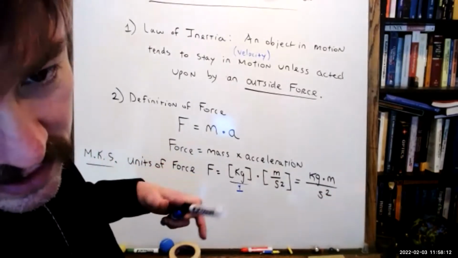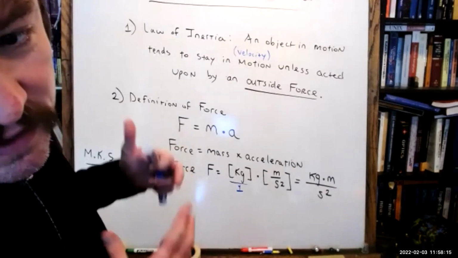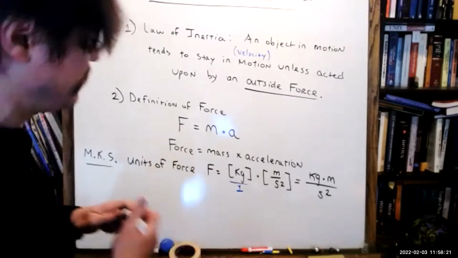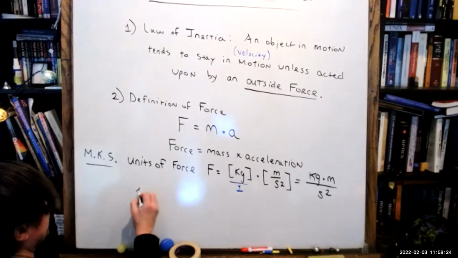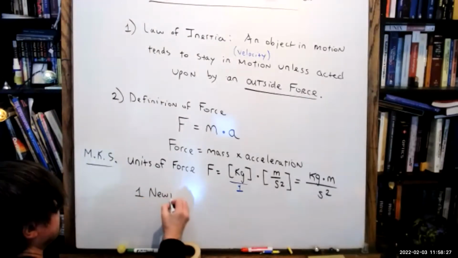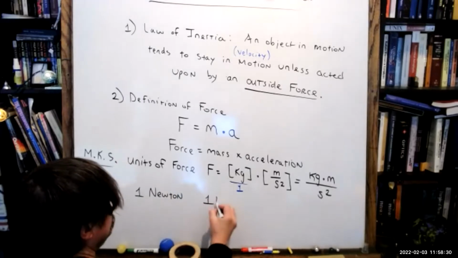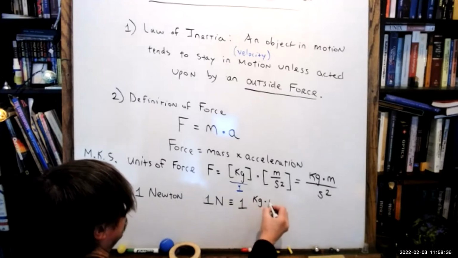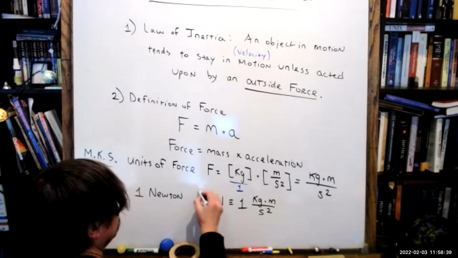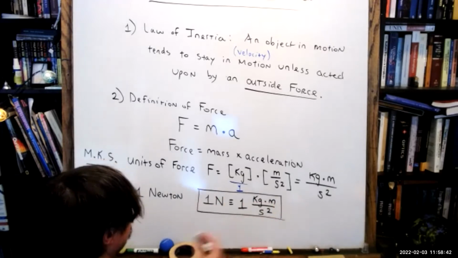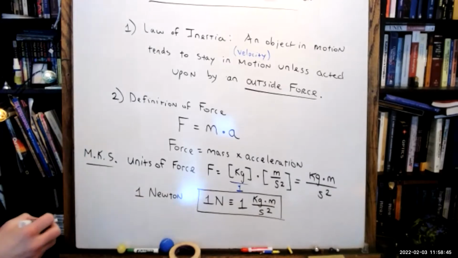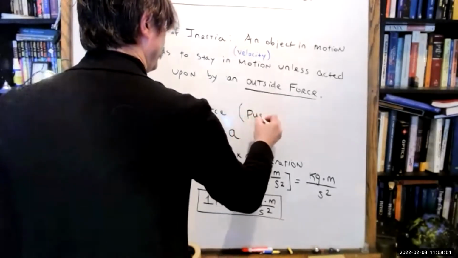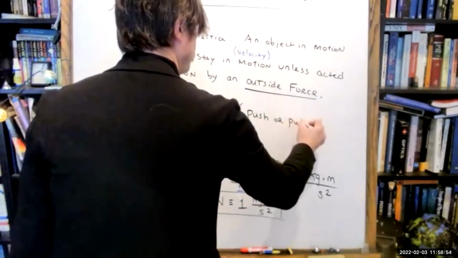Kilogram meters per second squared is kind of a mouthful to say. So we define this as a Newton of force in honor of Sir Isaac. So the MKS units of force are the Newton. And 1 Newton of force is defined as 1 kilogram meter per second squared. Once again, conceptually, the easiest way to think about a force is to think of it as a push or a pull.